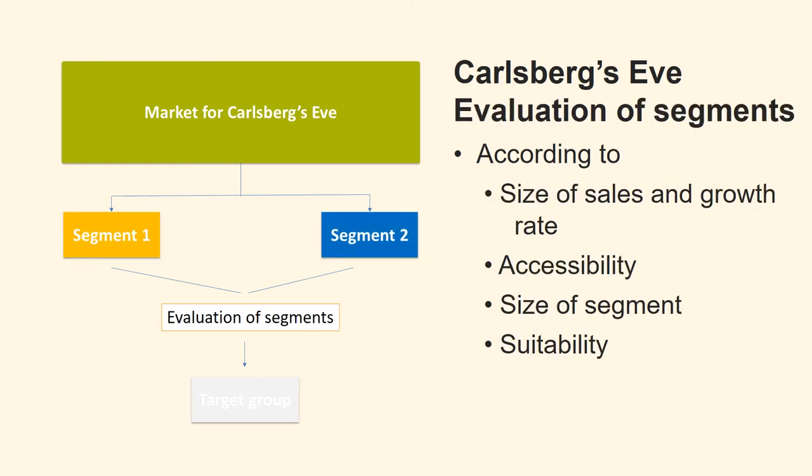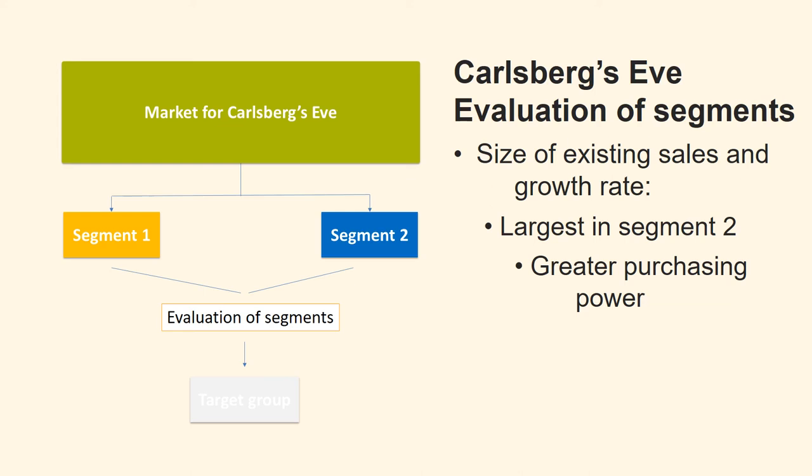Carlsberg now has to evaluate these 2 segments according to the set criteria: size of existing sales in the segment and growth rate of the segment. Accessibility: is it easy or difficult to communicate with them? Size of segment: how large is the segment? Suitability of segment: does the segment suit our business?